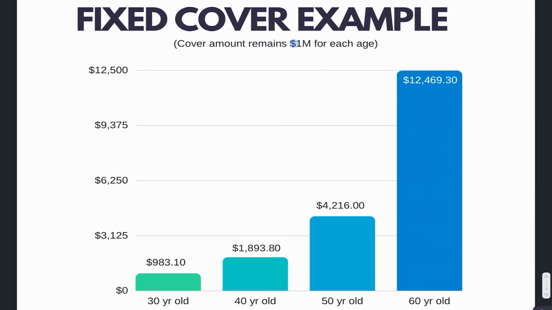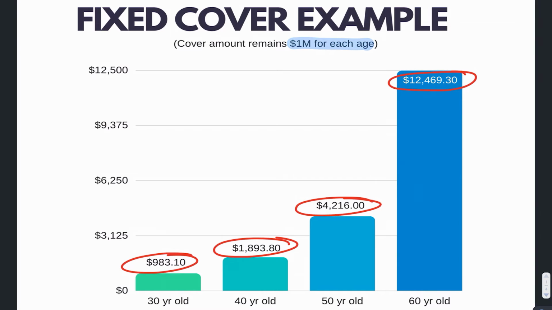In this example, for $1 million worth of Life and TPD cover, I've looked at the cost of it for a 30-year-old, 40-year-old, 50-year-old, and 60-year-old. You'll notice that at 30, the cost of the premiums is about $1,000. At 40, the premium jumps to about $2,000. At 50, you're looking at about $4,000 for that same level of cover. And finally, should you still require this same level of insurance at age 60, you're going to need to spend about $12,500 a year on your premiums.